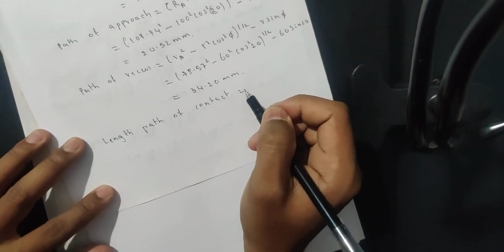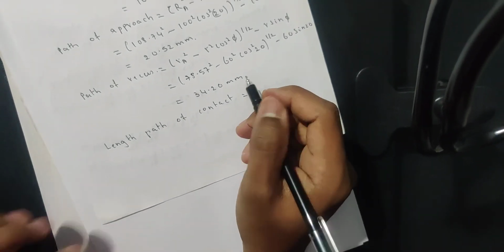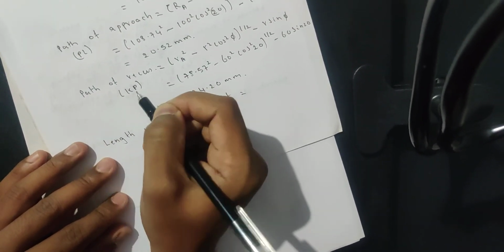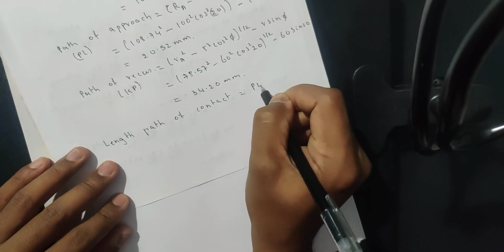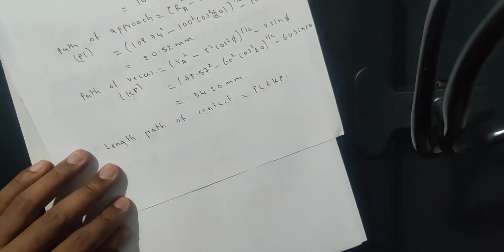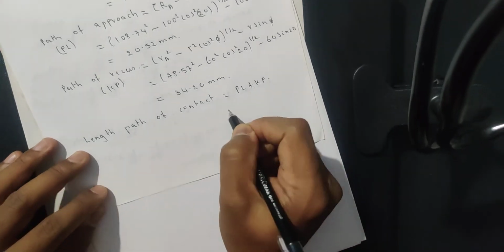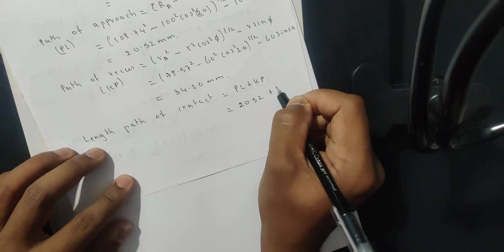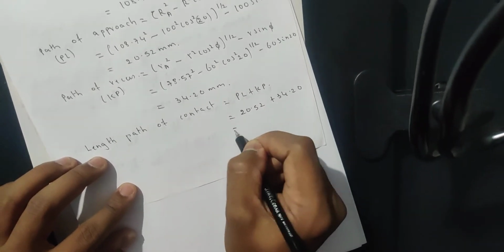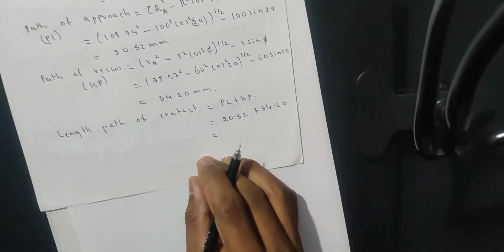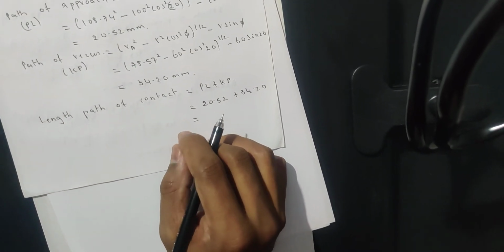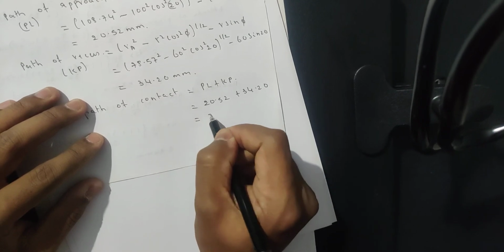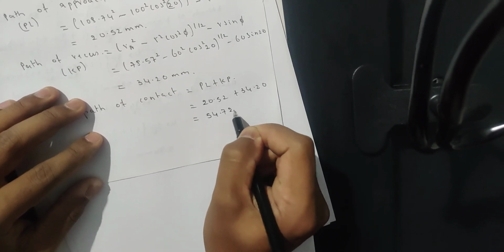which is nothing but, if you write PL as the approach and KP as the recess, it will be PL plus KP. So what you will be getting here is 20.52 plus 34.20. So the value will be how much? 54.72. So this will be 54.72 mm.